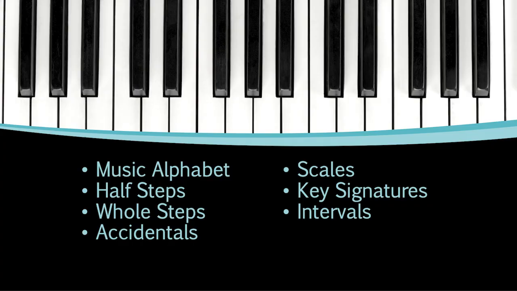In summary, we learned how the circle of fifths works by discussing the music alphabet, half steps, whole steps, accidentals, scales, key signatures, and intervals. I hope you now see why I love the circle of fifths. Without scales, there would be no music. So this connects all music together.